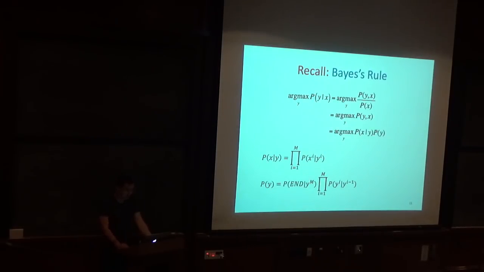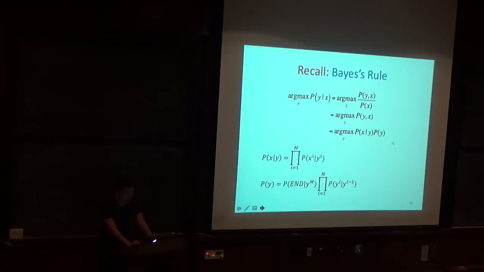So this is Bayes' rule. argmax over y of P of y given x is equal to argmax over y of P of y comma x divided by P of x. And because x is fixed, because we're conditioning on x, and it doesn't depend on the free variable that we're optimizing, y, we can ignore the denominator when we're solving the argmax.